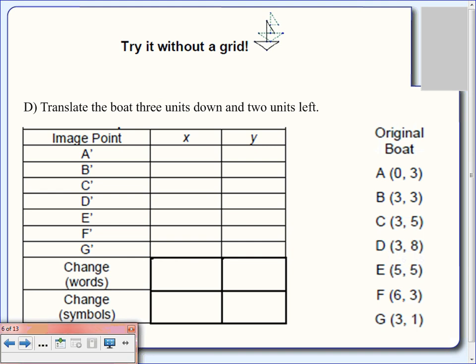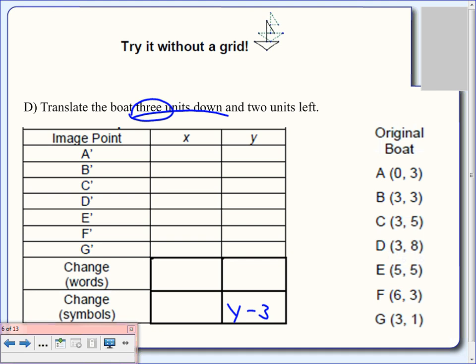Got to be careful on this one, guys. I'm trying to trick you a little bit here. D says translate the boat 3 units down, 2 units to the left. Let me start with this 3 units down. If I want to move 3 units down, what's going to change? The X or the Y? Y. What exactly am I going to have to do to that Y so that I can move it down 3 units? Minus 3. Right. They put it in front, hoping that you can choose the X instead of the Y.